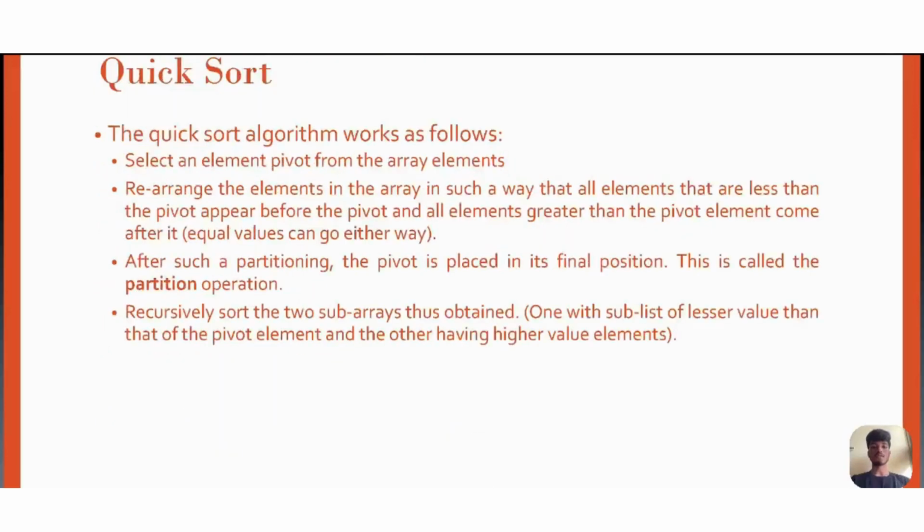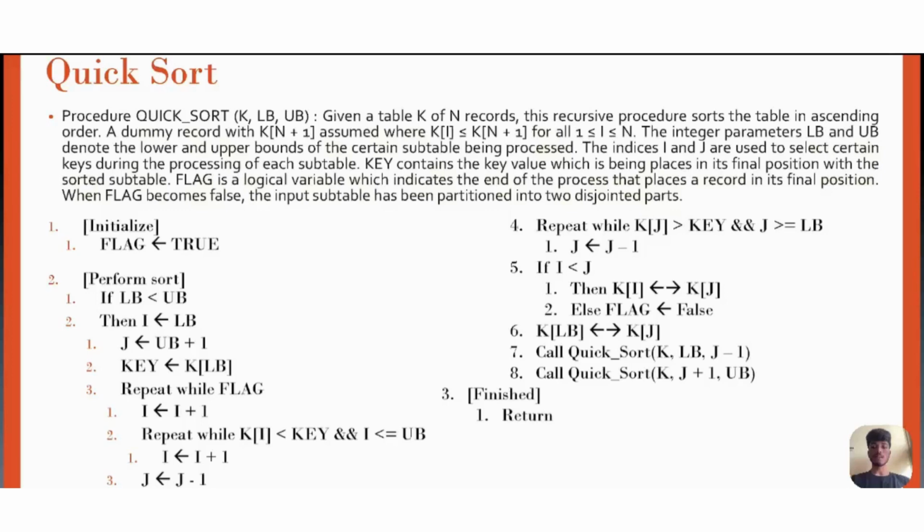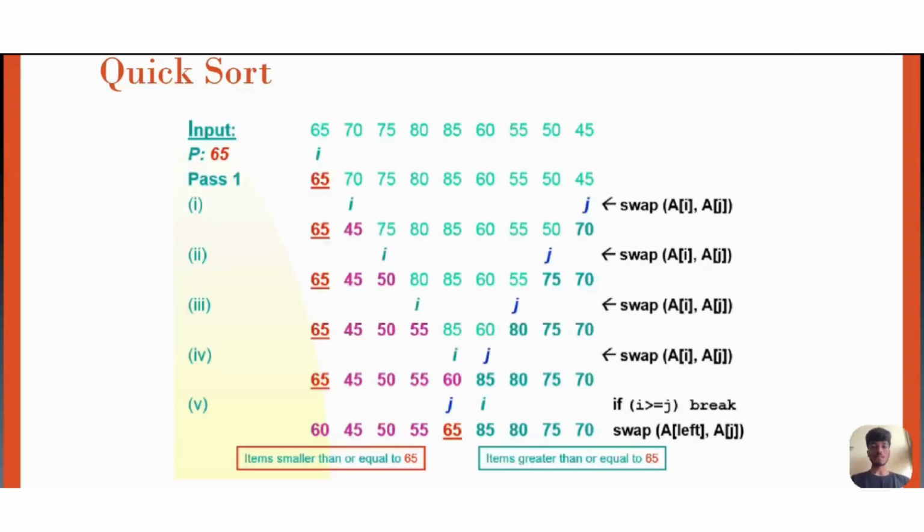The quick sort algorithm works as follows. Select an element, the pivot, from the array elements. Rearrange the elements in the array in such a way that all elements that are less than the pivot appear before the pivot and all elements greater than the pivot come after it. After such partitioning, you may not understand from the definition, but you can see the example. The input has 65 as the pivot element. There will be swapping. You can see in the image that items smaller than or equal to 65 are on the left, and items on the right side are greater than or equal to 65.